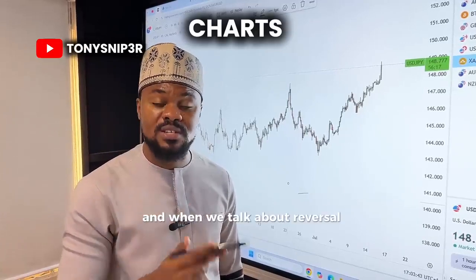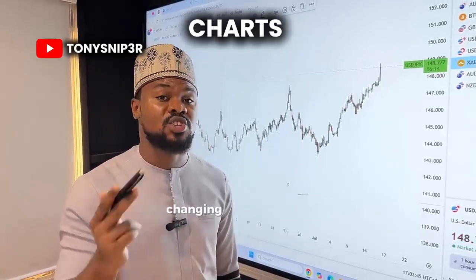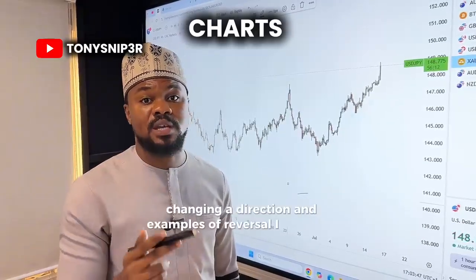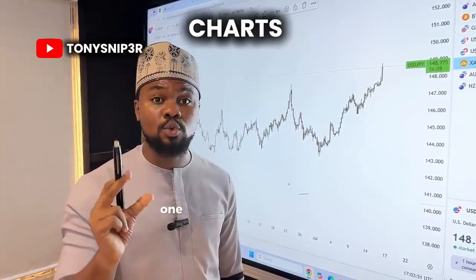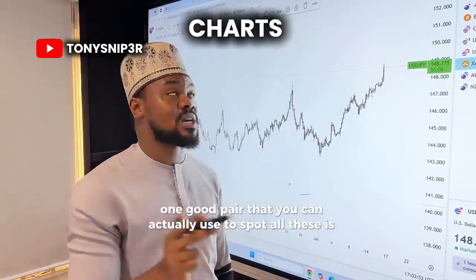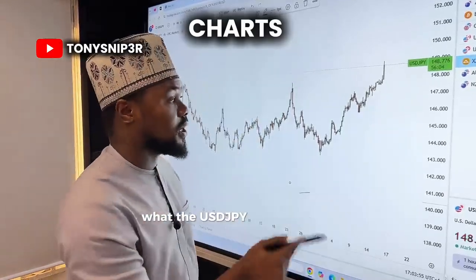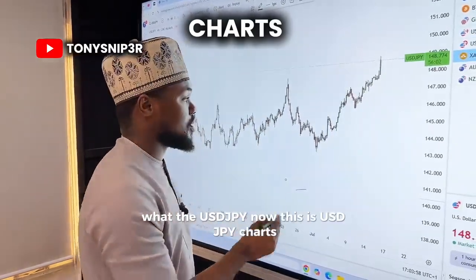And when we talk about reversal, that market is currently what? Changing direction. And examples of reversal I gave you guys was what? Head and shoulders and inverse head and shoulders. I told you guys one good pair that you can actually use to spot all this is actually what? The USDJPY. Now, this is the USDJPY chart. What can you see here?